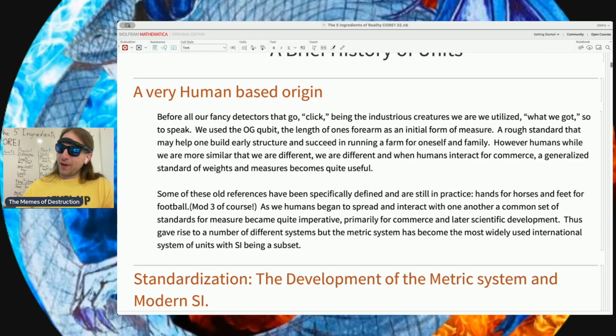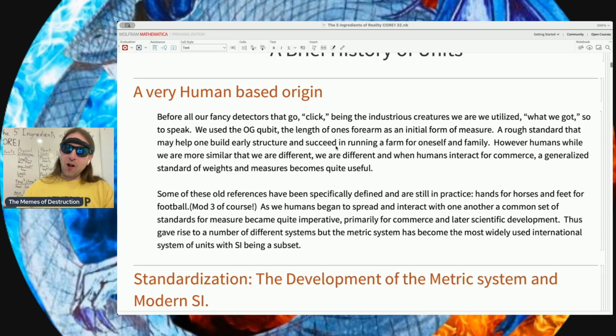So if you're working on a farm, or building a structure or something using your own physical labor, your personal cubit is probably a decent unit of measure. It's a rough standard. Now, one of the problems you run into is, well, human beings, we're all more similar than we are different, but we are all different. So we need to take that into consideration.